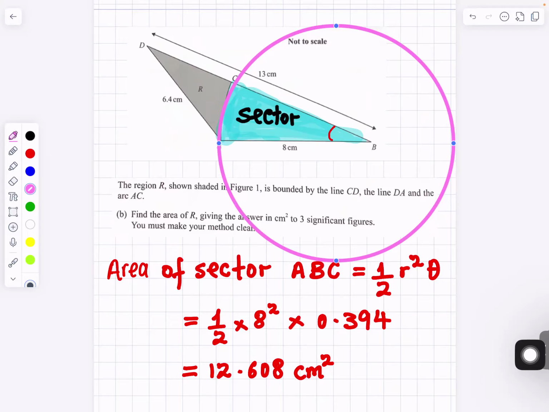See that circle there? And that sector there is a slice of a pizza. Think of it that way. So this sector is just a slice of that circle. That's the center there. So the formula for area of a sector is half r squared times theta in radians. So r, the radius, is 8. The angle is 0.394. You get 12.608 centimeters squared. So think of a sector as part of a circle.